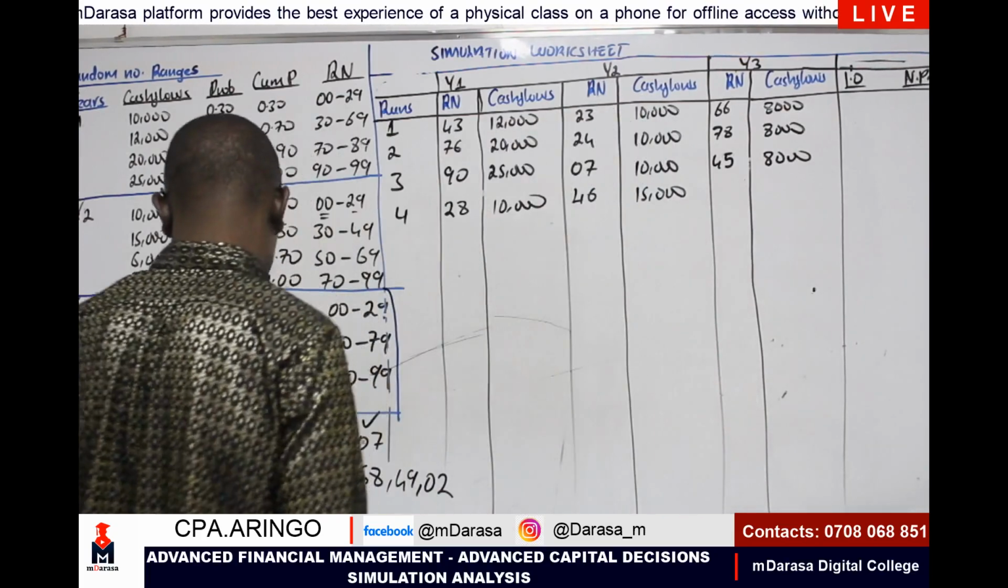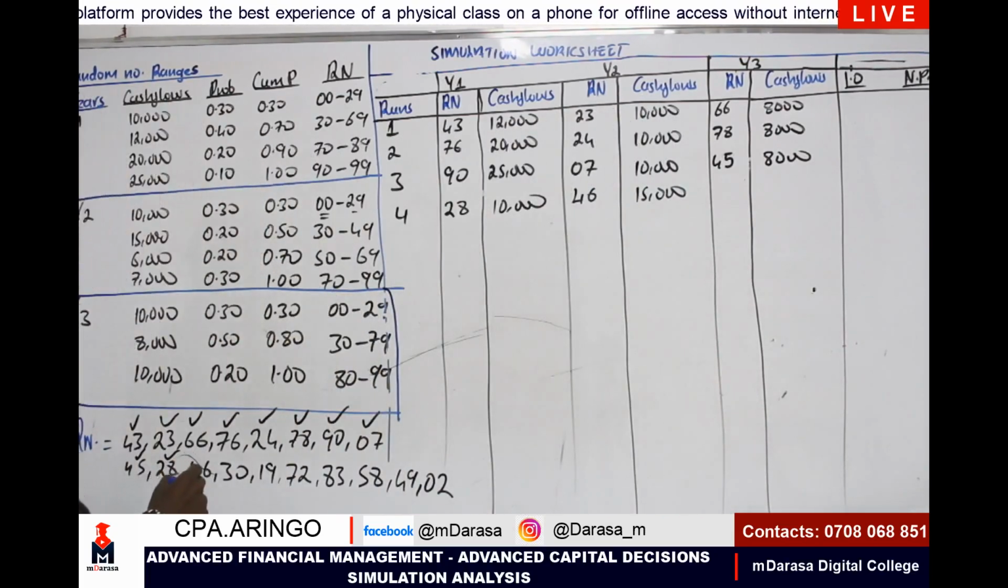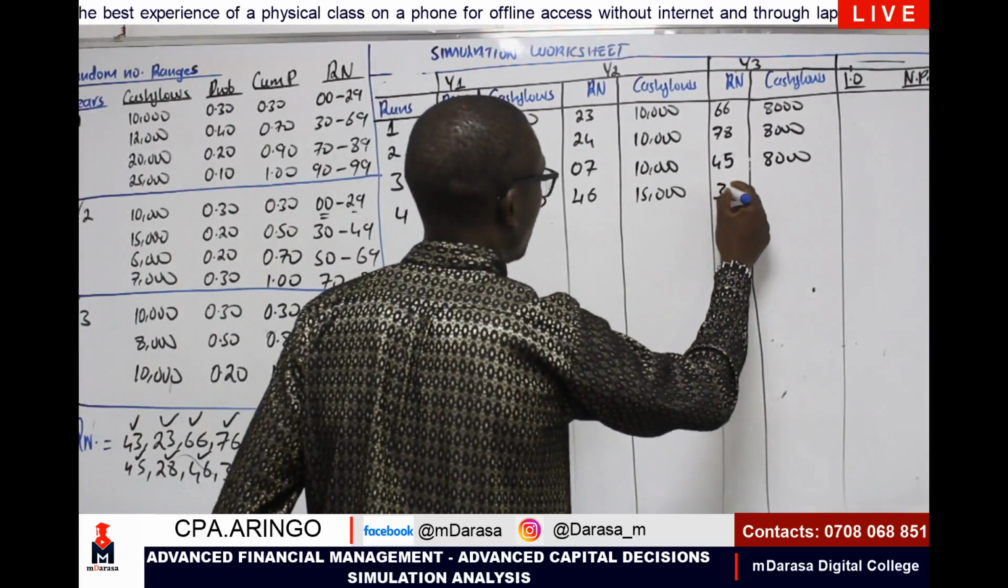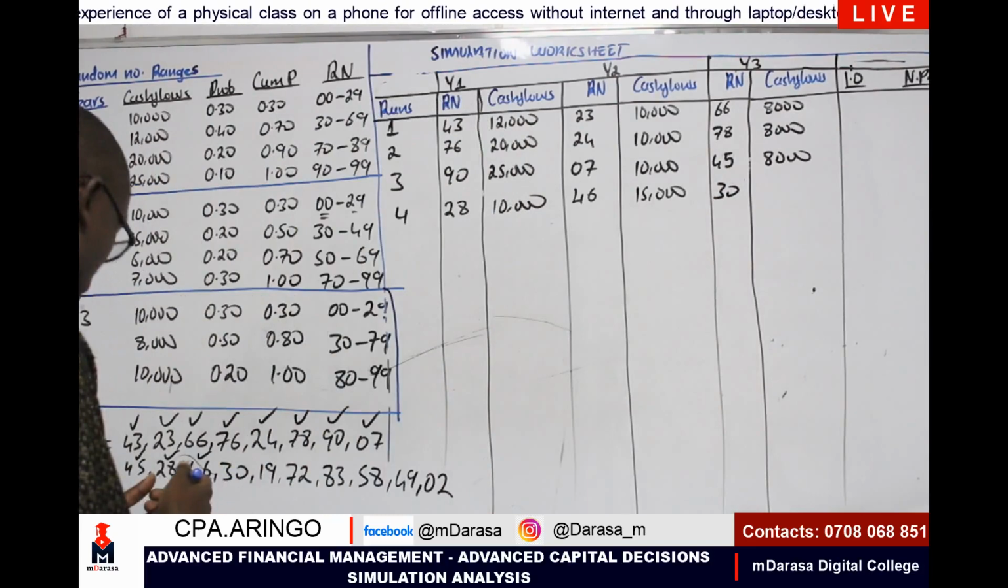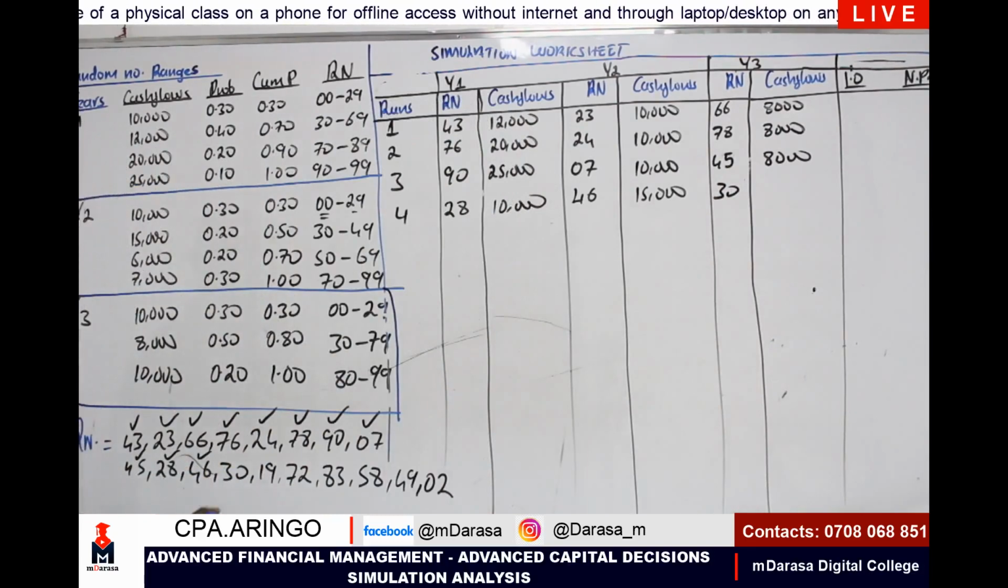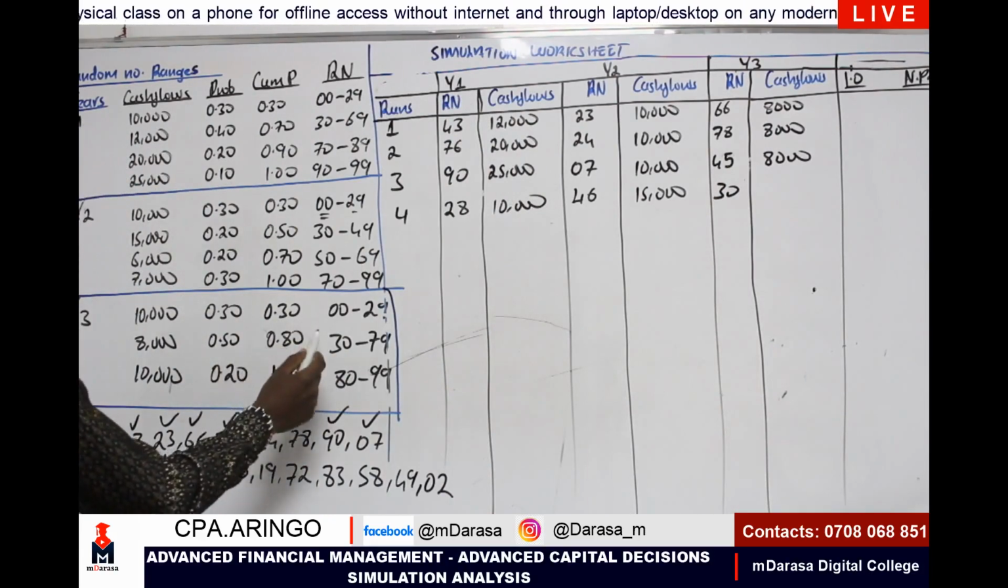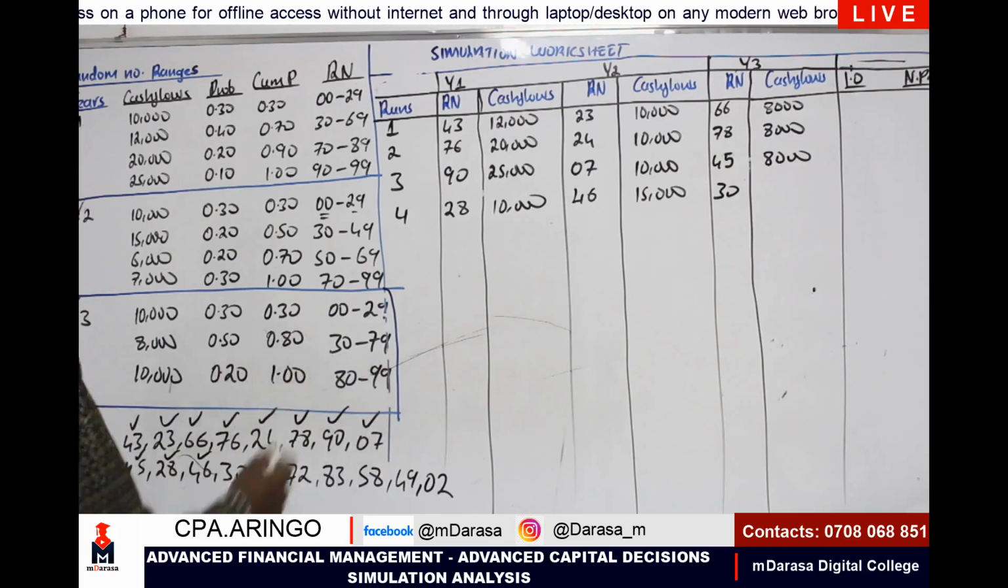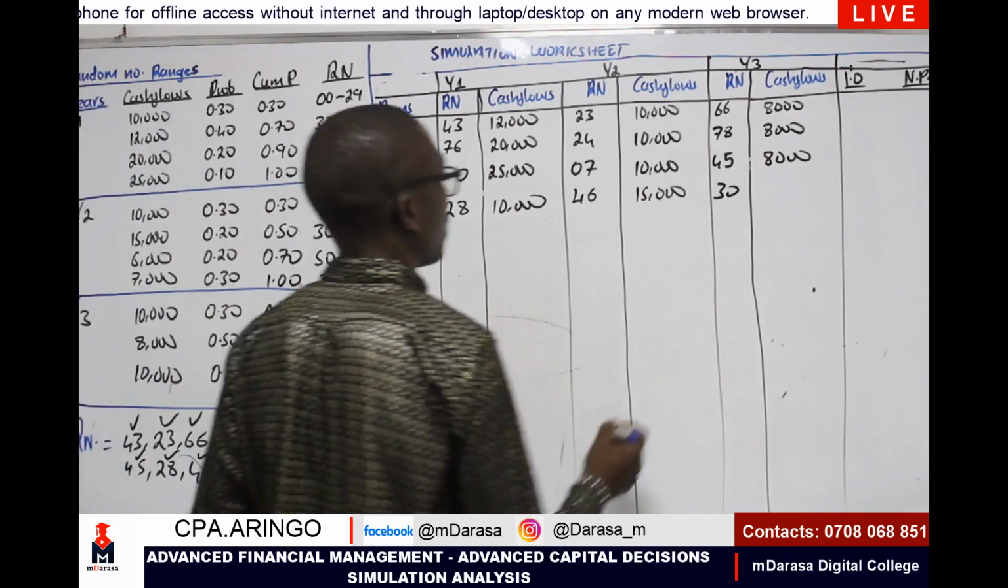So I'm done with that bit. That is 46. We go to 30. Where is 30 falling? 30 here. My 30 is falling in year 3, in between 30 to 79 again. So basically I should be having 8,000 here.